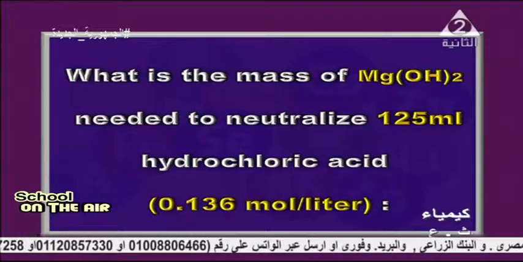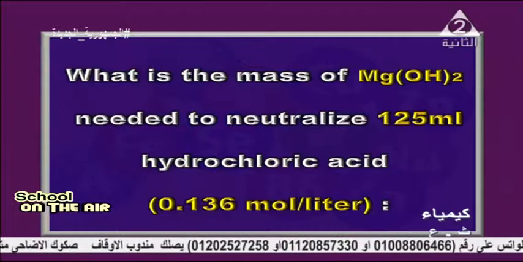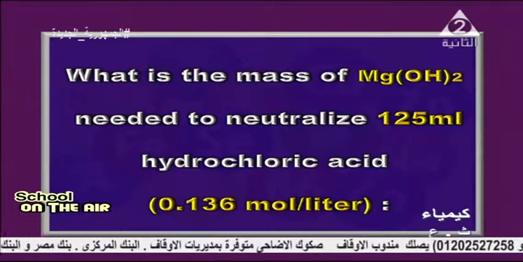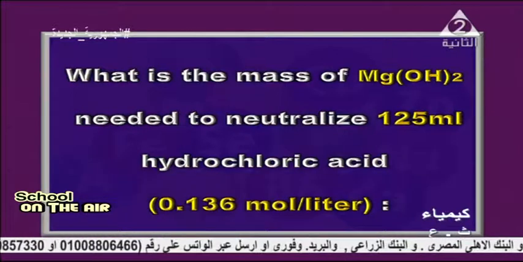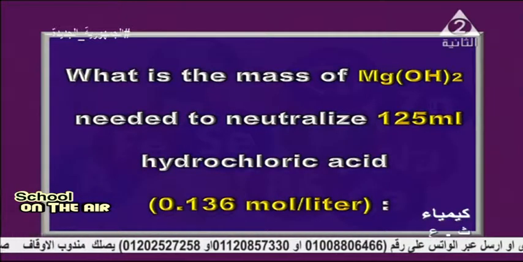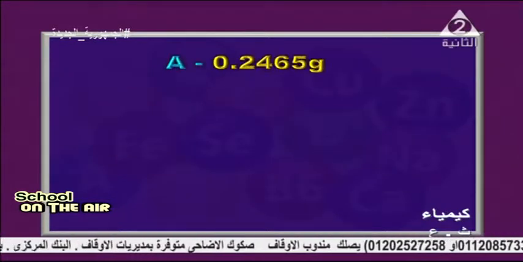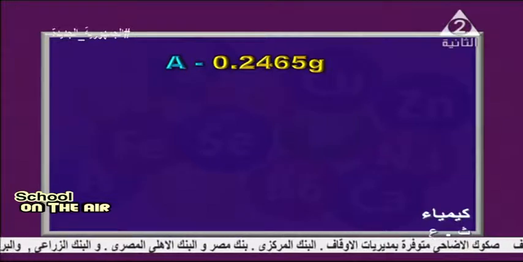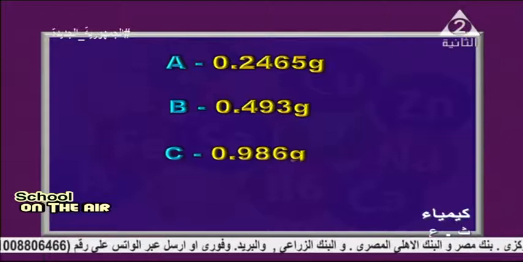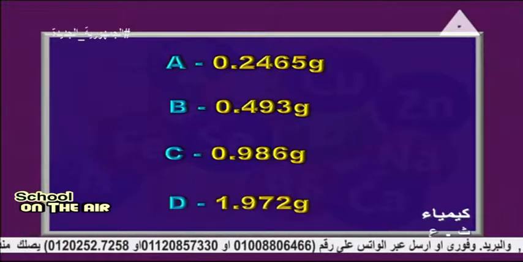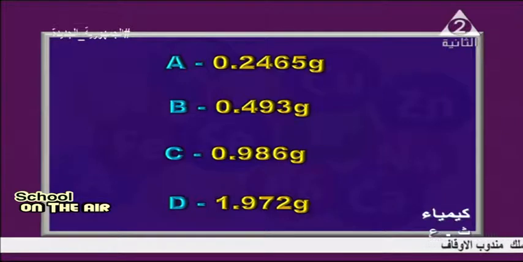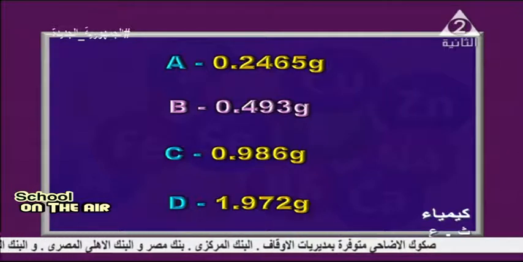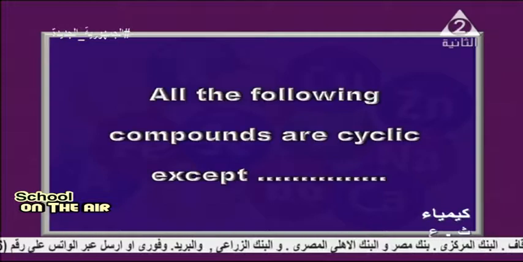What is the mass of Mg(OH)2 needed to neutralize 125 milliliter of hydrochloric acid? You must know its concentration, 0.136 mole per liter. How can I answer this question? This question is multi-choice, I know. He says 0.245 gram, or 0.493 grams, or 0.986 grams, or 1.972 grams. To answer these questions, I need the mass. I can't find it without the number of moles. I say the answer here is 0.493 grams. How can I know that? I can know by finding the number of moles.